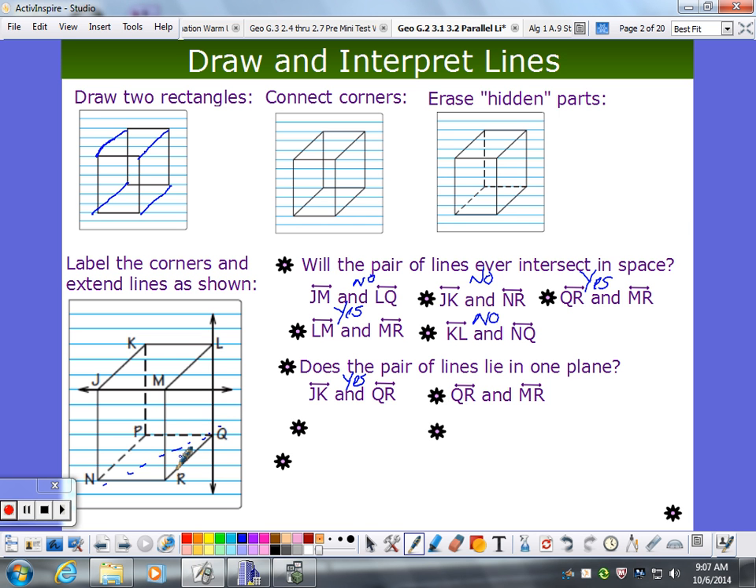QR and MR. Can they make a plane? Well, yeah, you can actually see that plane in the picture, so I think that one does. And what about now JM and LR? So LR is one that we're not given.